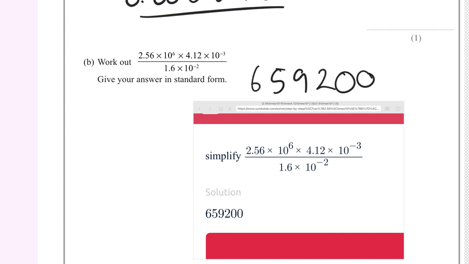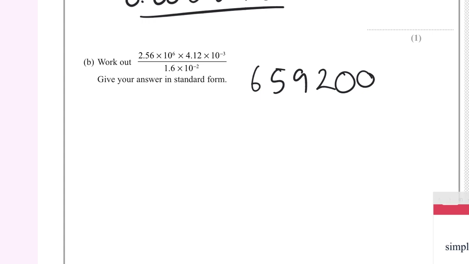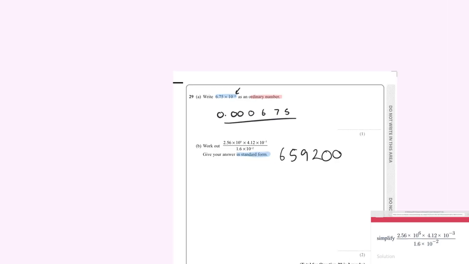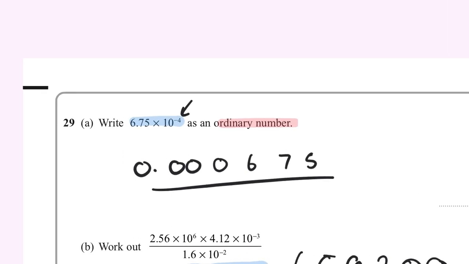659,200. You do that, you get 1 mark. So that's just being able to use your calculator well. However, that is not both marks. And the reason it's not both marks, I'm going to move this out of the way now, is because it says quite clearly to give your answer in standard form. And standard form looks something like that.